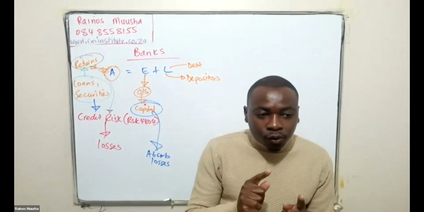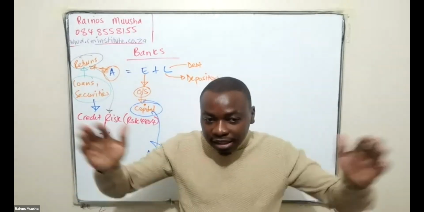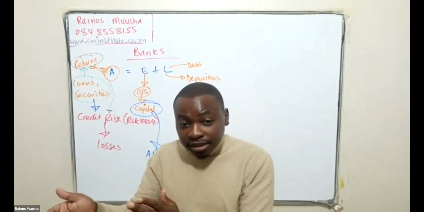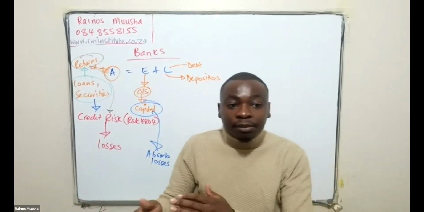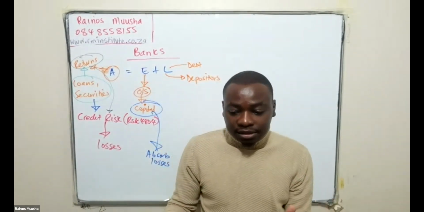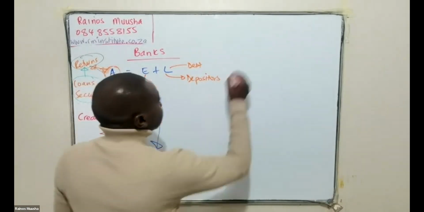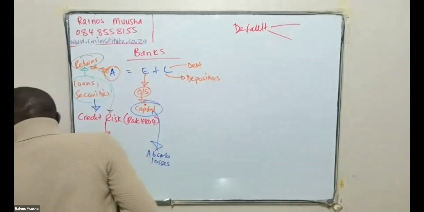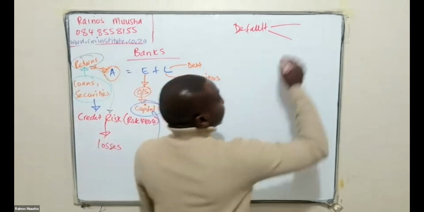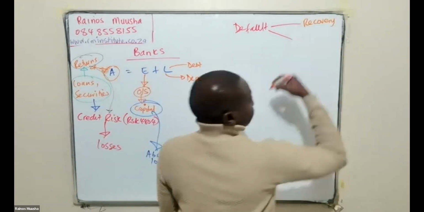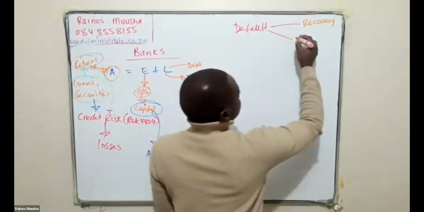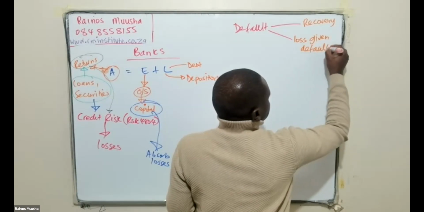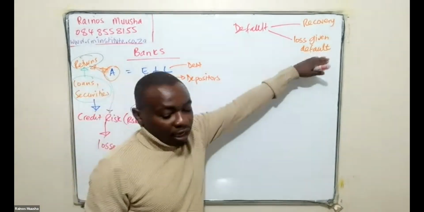It's either we're going to be able to recover something from the money being owed by the customer in total, or we're not going to be able to recover something. So whenever default is triggered, two things are going to happen. Either there's going to be a portion that we're going to recover, or there's going to be a loss given default. So when default happens, we might end up losing out on this.